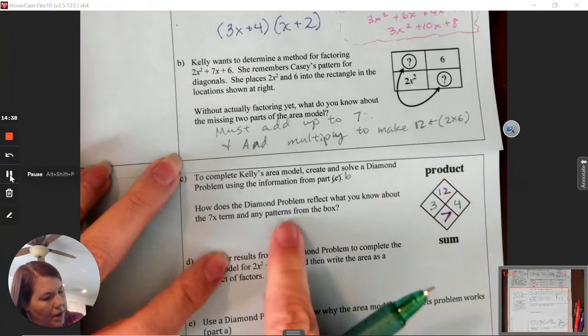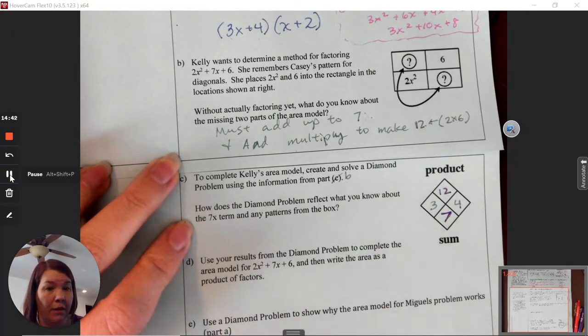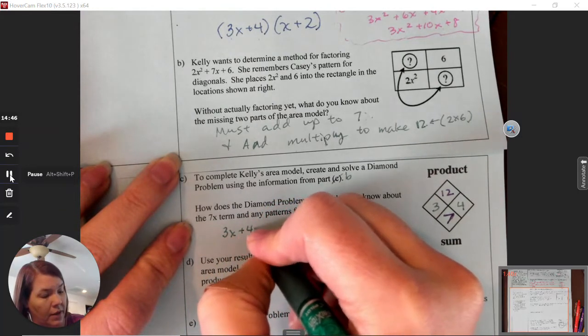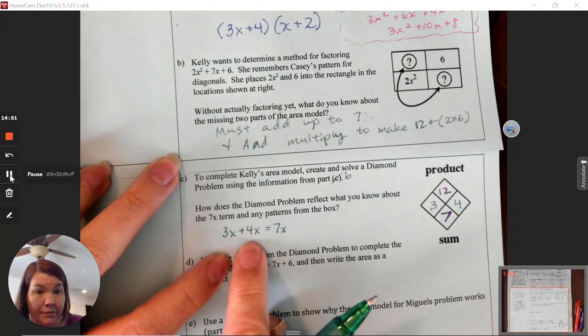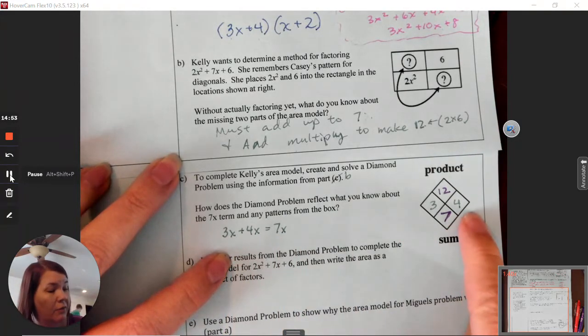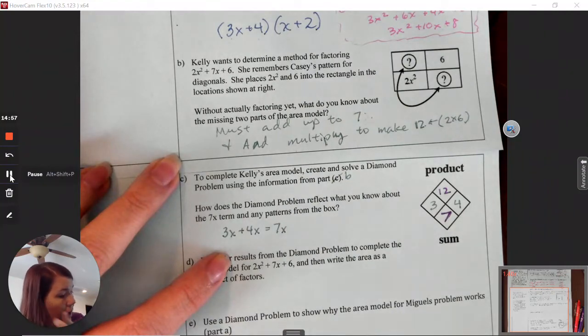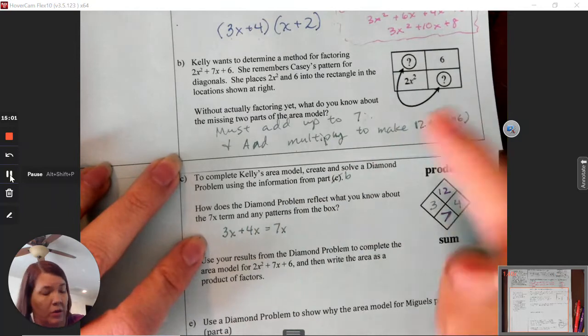How does the diamond problem reflect what I know about the 7x term and any patterns from the box? So 3x plus 4x equals 7x. 3 plus 4 is 7, that's good. 3 times 4 is 12. Okay, and then the 3x and 4x are my question marks.